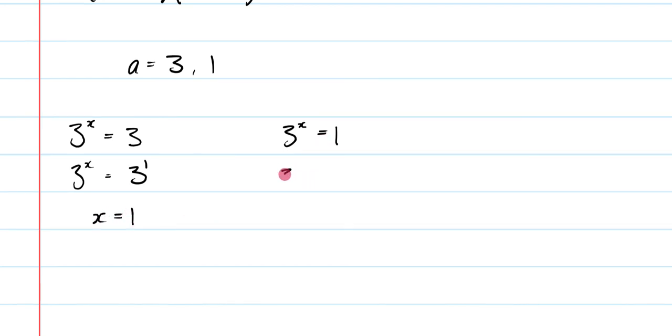Then over here, in order for this to be 1, I obviously know it's going to have to be 3 to the 0. So x is going to have to be equal to 0. So that means your values of x are going to be 1 and 0. Hopefully this has been helpful to you.